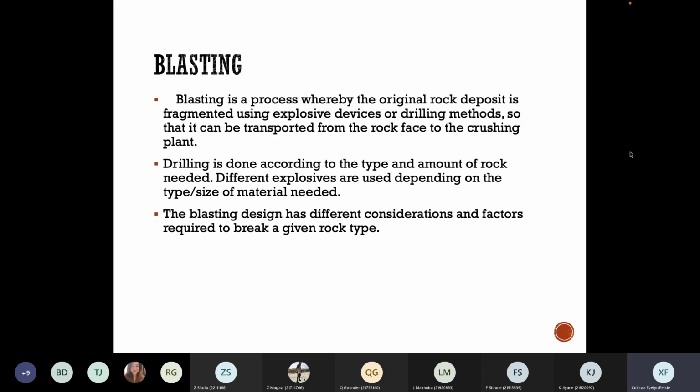And then when they're talking about the blasting, they say blasting is a process whereby the original rock deposit is fragmented using explosive devices or drilling methods so that it can be transported from the rock face to the crushing plant.